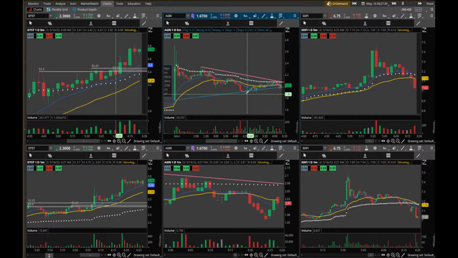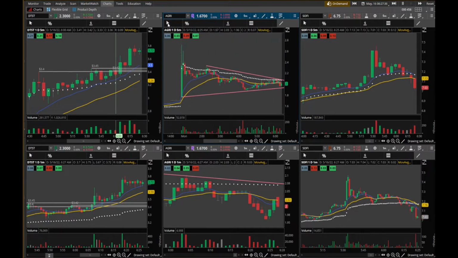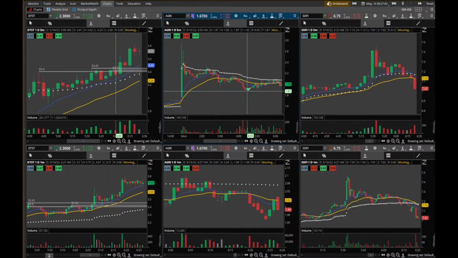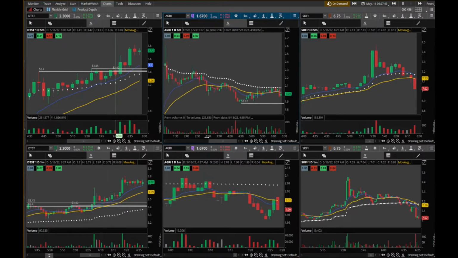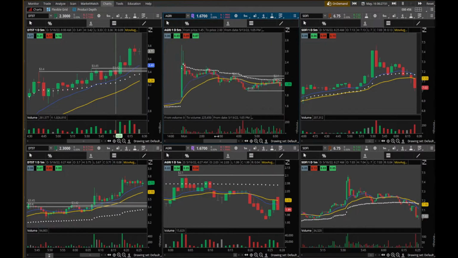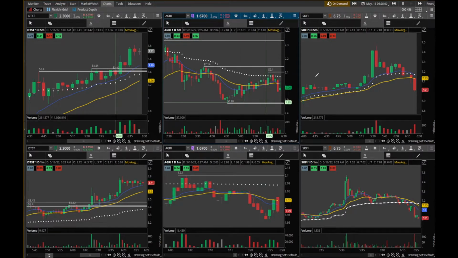Tightening range. I guess I could draw that somewhere in there like that. See that? Just a tightening range. That's all it is. Have a support down there. I want to see it get up over $2.10. Some resistances right there.